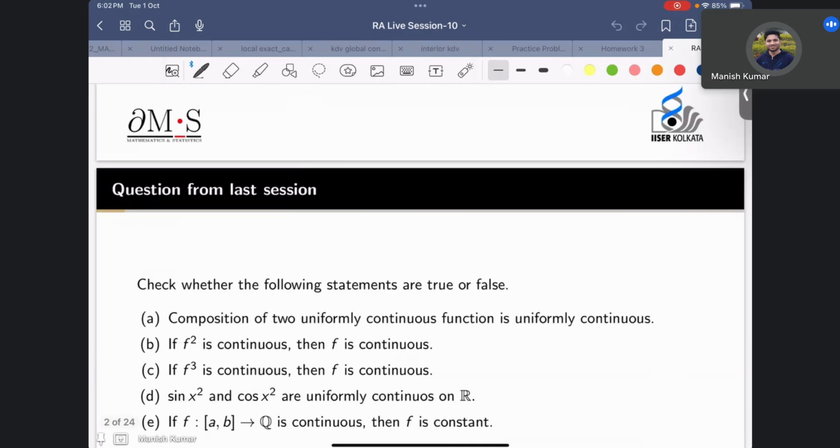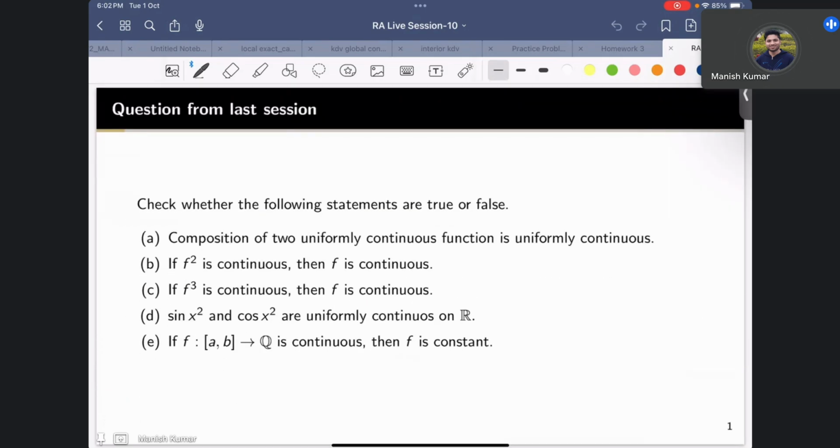So, to begin with today's session, we'll first look at this problem which was left unsolved in the last session. We'll try to see it today and try to solve this. Let's look at the very first statement. In these questions you have to check whether the following statements are true or false. To begin with, let's look at the very first line. It says that composition of two uniformly continuous functions is uniformly continuous. To this question, in fact, it's true, and to prove this you can proceed in the following way.